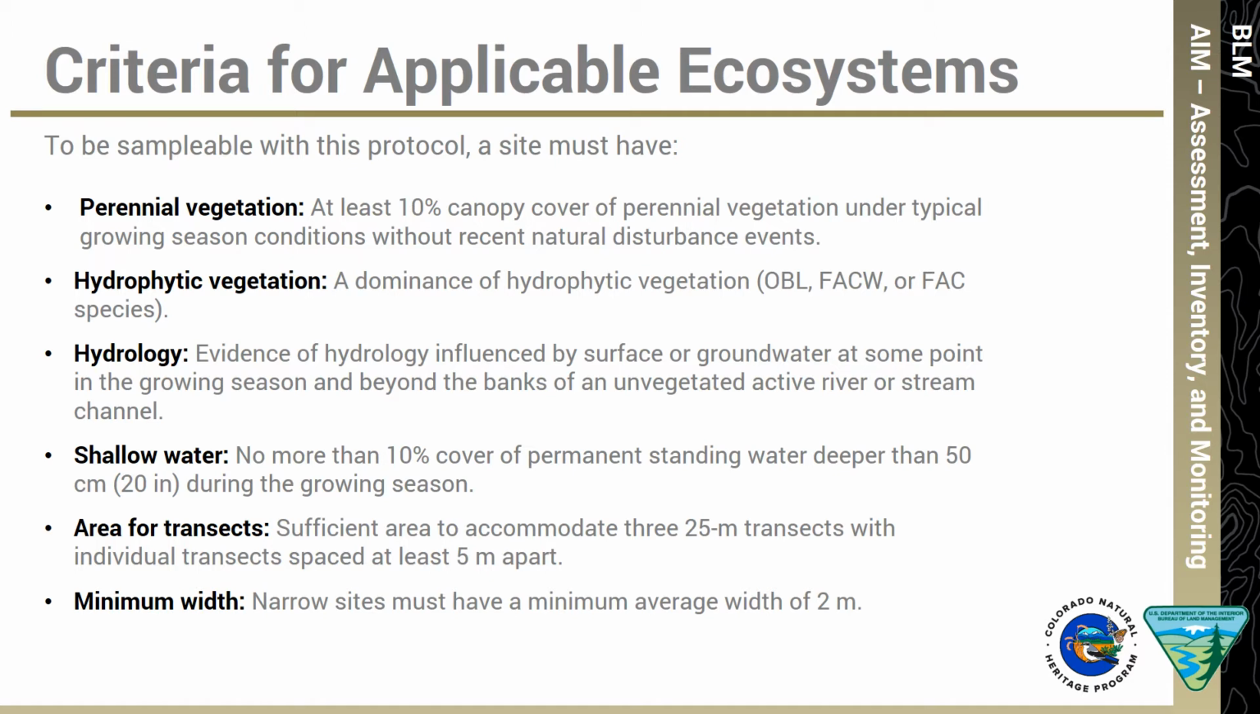And the majority of the monitoring plot must be beyond the immediate banks of an unvegetated, active river or stream channel. No more than 10% of the monitoring plot can contain an unvegetated active channel. Shallow water: if standing water is present, the site must have no more than 10% cover of permanent standing water deeper than 50 centimeters or 20 inches during the growing season. Area for transects: the site must have sufficient area to accommodate 3 25-meter transects with individual transects spaced at least 5 meters apart. And minimum width: narrow sites must have a minimum average width of 2 meters.